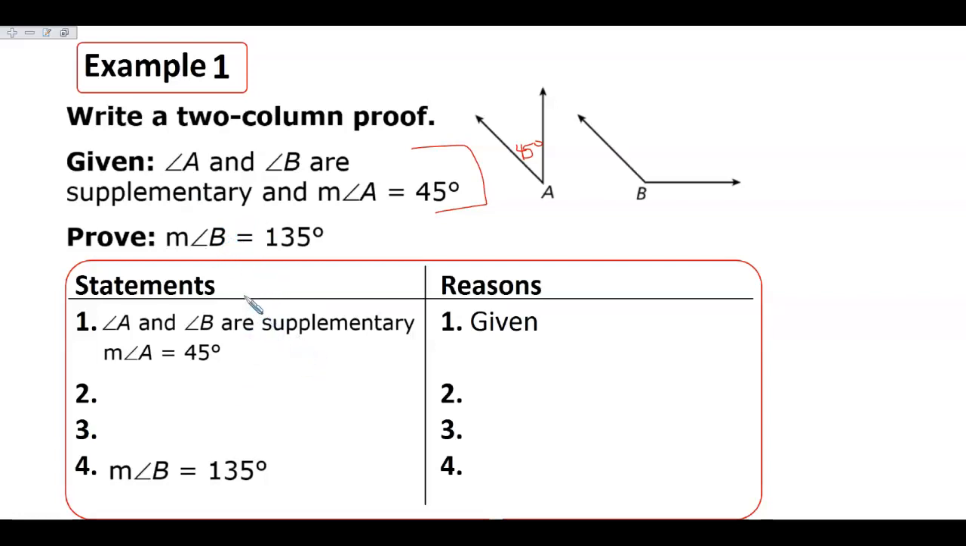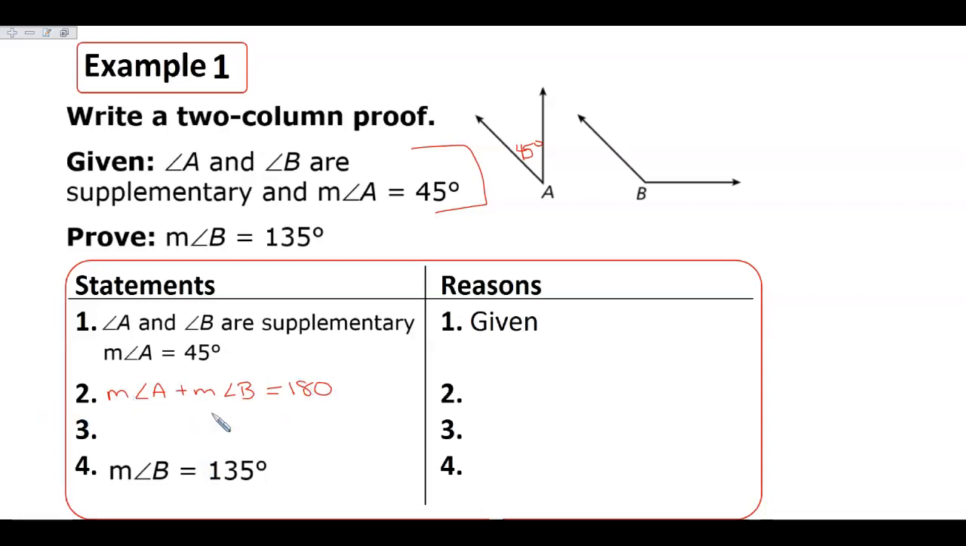So if angles A and B are supplementary, what do we know that that means about them? What does it mean to be supplementary? You should be thinking right now that if they're supplementary, they're going to add to 180 degrees. And that is correct. So we're going to say that the measure of angle A plus the measure of angle B is equal to 180 degrees. Now, how did I know this?